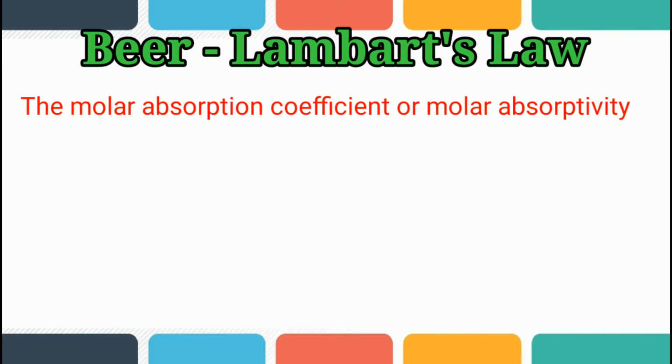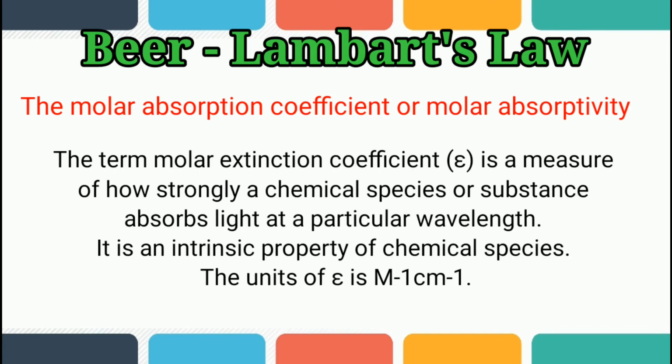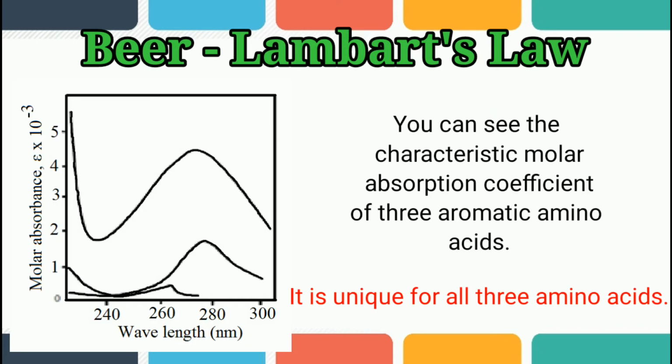Another important parameter is called molar absorption coefficient or molar absorptivity. It's a measure of how strongly a compound absorbs light, and the unit is per mole per centimeter. It is unique, a signature for a compound at a particular wavelength. For example, here I have shown the epsilon of three aromatic amino acids: tryptophan, tyrosine and phenylalanine. Notice that each curve has a characteristic pattern.